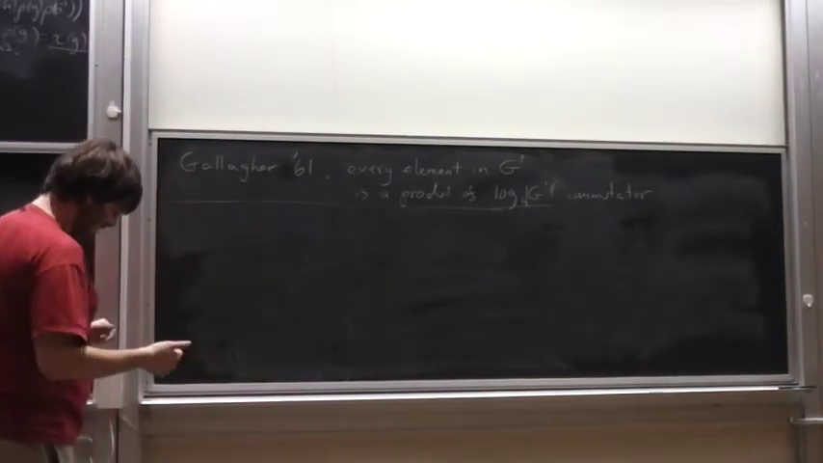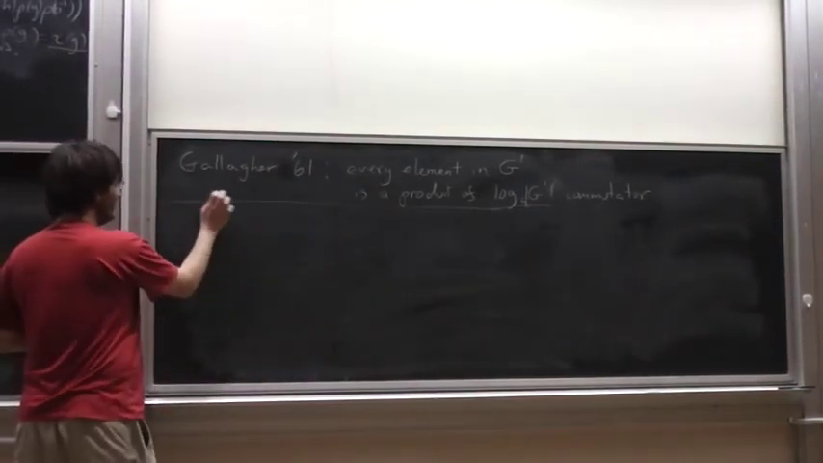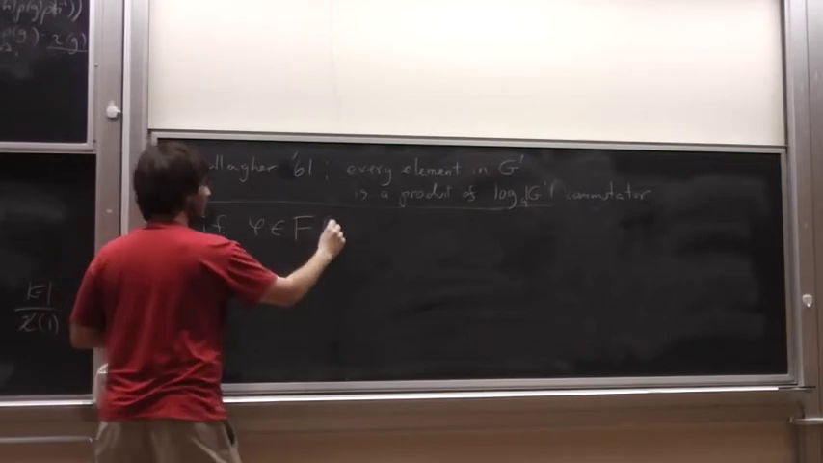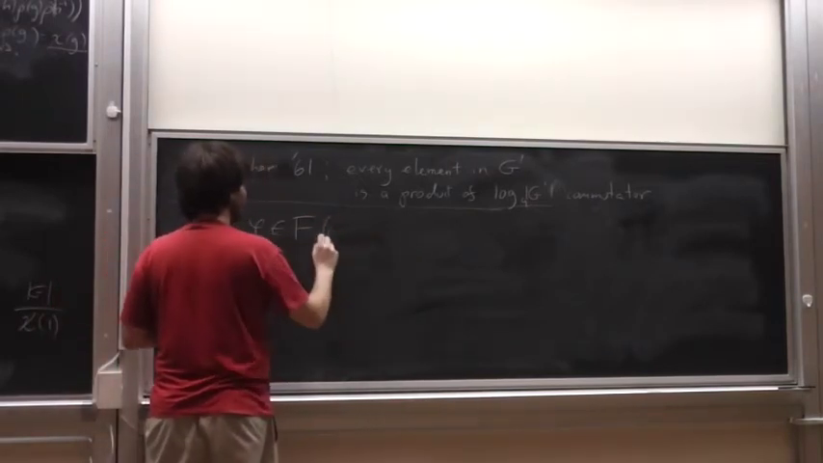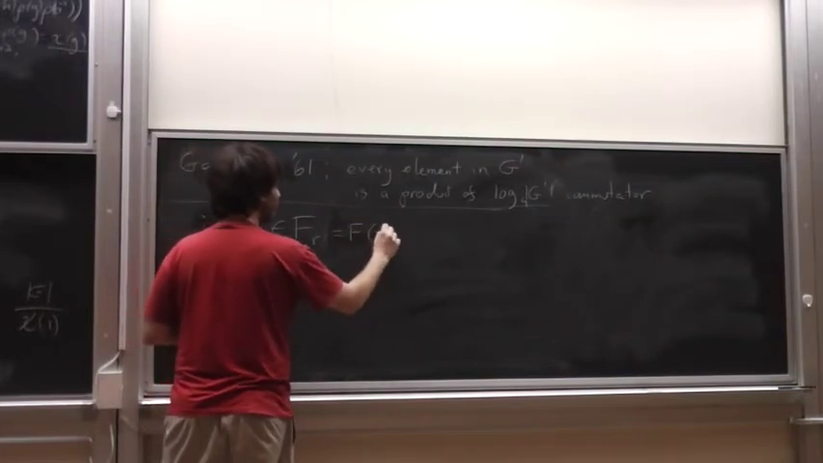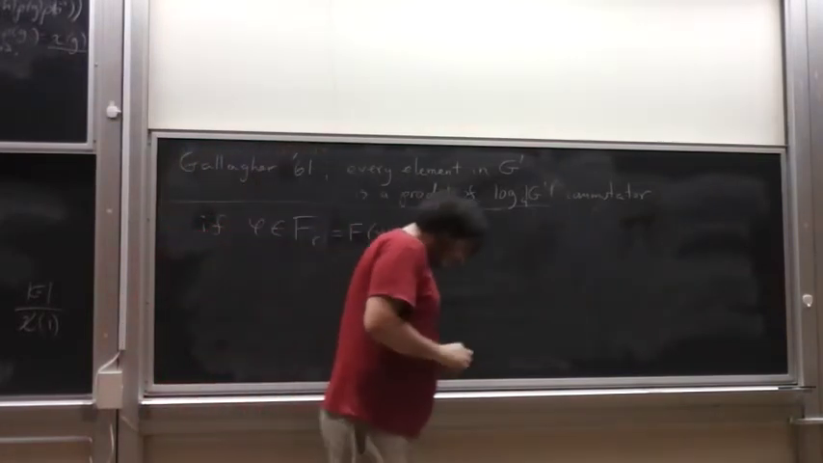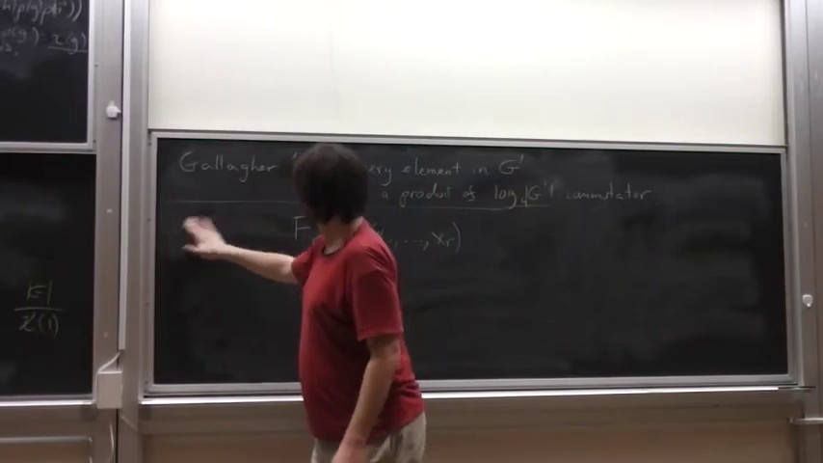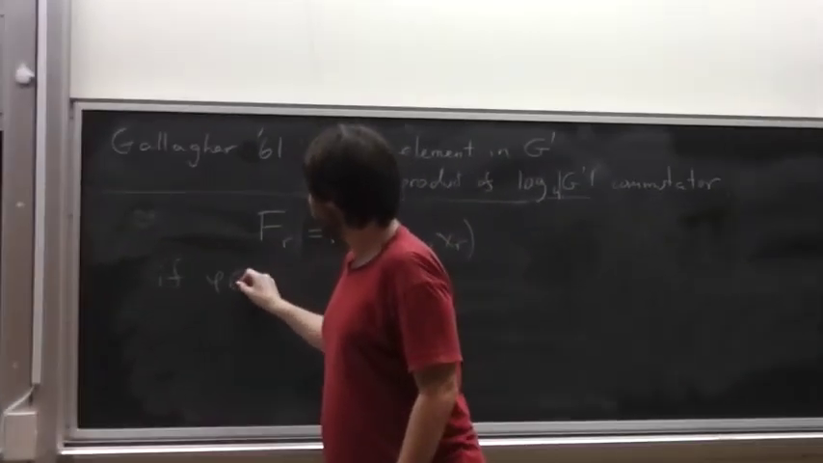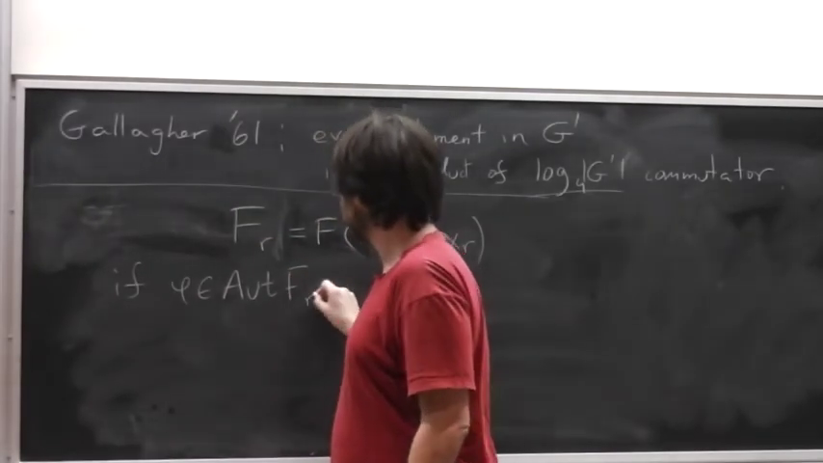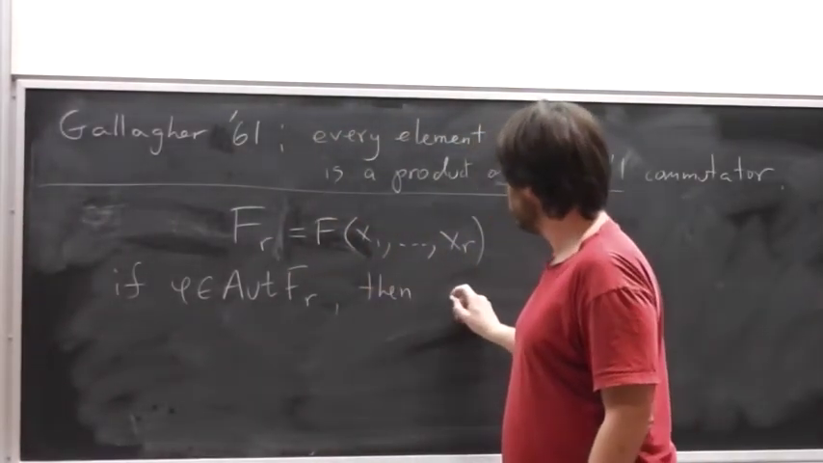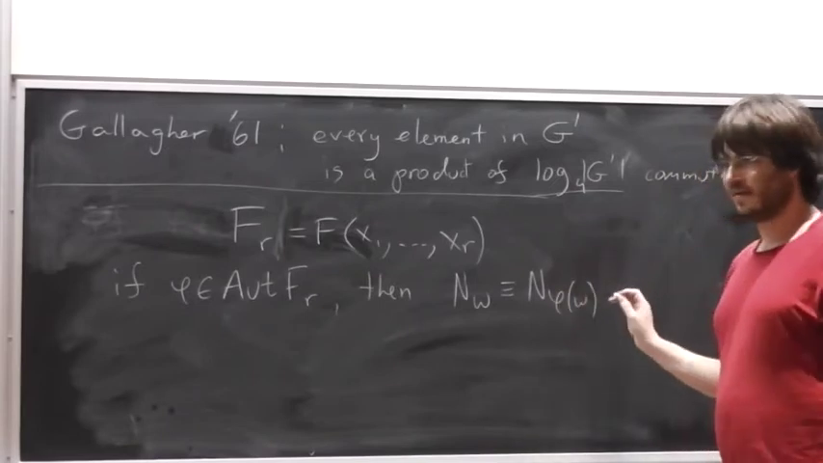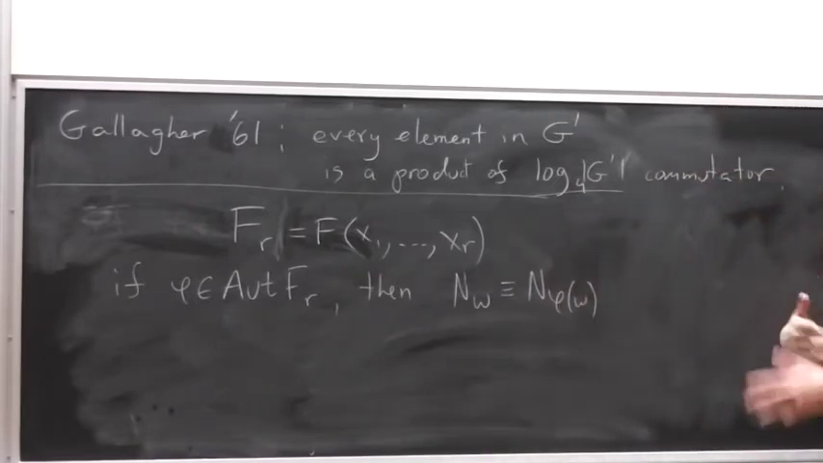I'll tell you about different stories and problems. So now take an automorphism of the free group on R letters, F_R. This is where our words live. If I have an automorphism of the free group, then for any word, the counting function of the word and of its image under the automorphism are the same. So it's a basic symmetry argument.